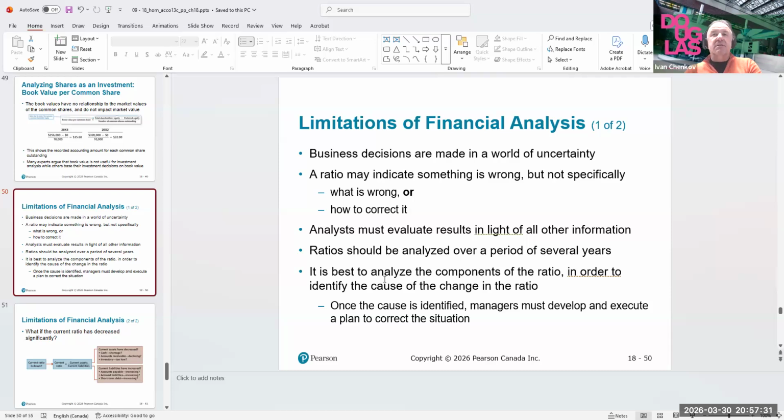When you're doing the analysis, you must evaluate it in the light of other information. Again, you cannot take a single ratio and base your decision on it. You have to see different ratios, put them in the same line, and see if there's a trend, if there's any pattern, and whether you can draw any conclusions from those ratios. Ratios should be analyzed over a period of years. It is best to analyze the components of the ratio in order to identify the cause of the changes. So the question is, if you see some changes in the ratio, can you find what the cause is?